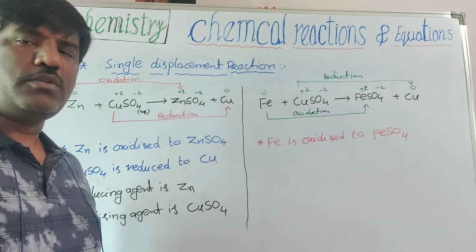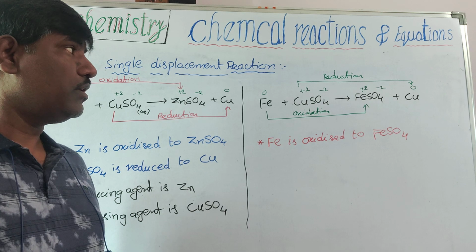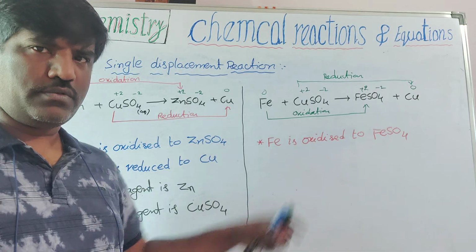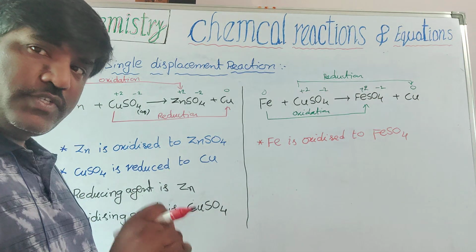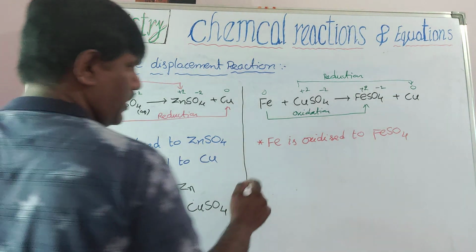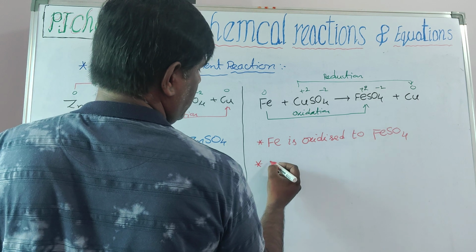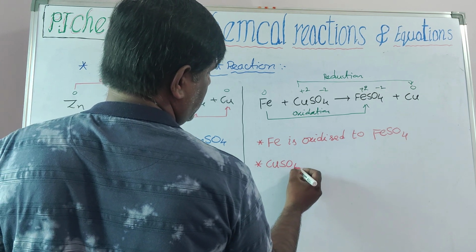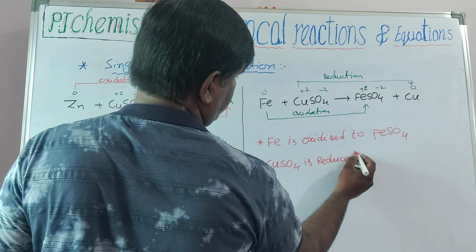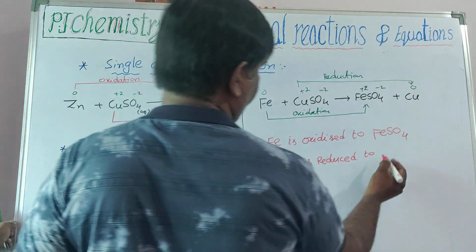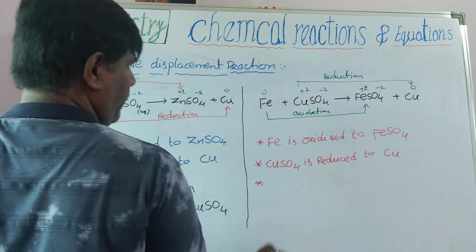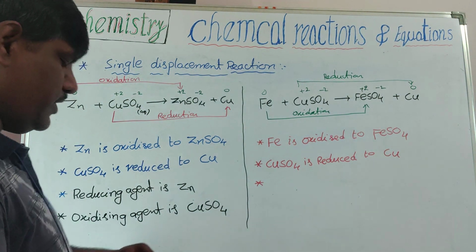When asked which is oxidized and which is reduced, you cannot say only iron is oxidized, copper is reduced. That is wrong. Clearly we should write oxidized or reduced. For the oxidizing agent and reducing agent, we only see the reactant side, which is going to oxidation. Next, copper sulfate is reduced to copper.